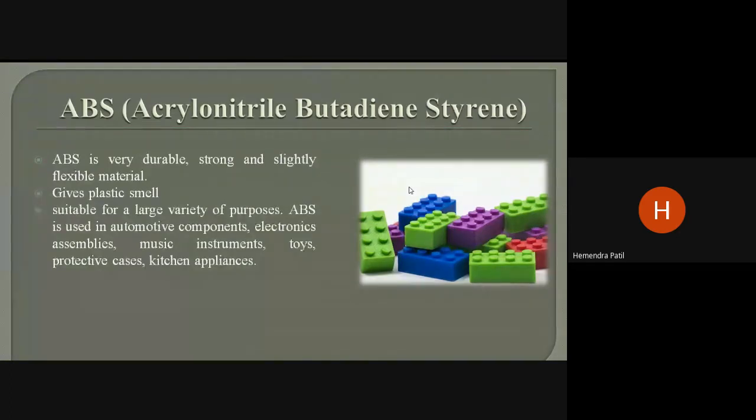The first one here is ABS, which is a very durable, strong, and slightly flexible material, which gives a plastic smell when we print it, and is suitable for a very large variety of purposes. ABS is used in automobile components, electronic assemblies, and musical instruments also. Different toys and protective cases are made from ABS, and kitchen appliances are also made from ABS.